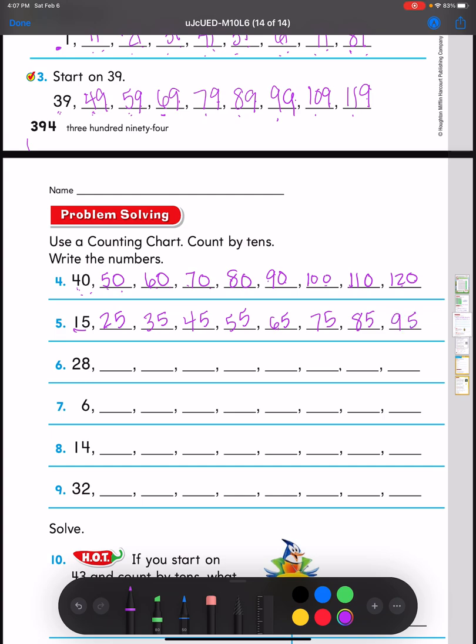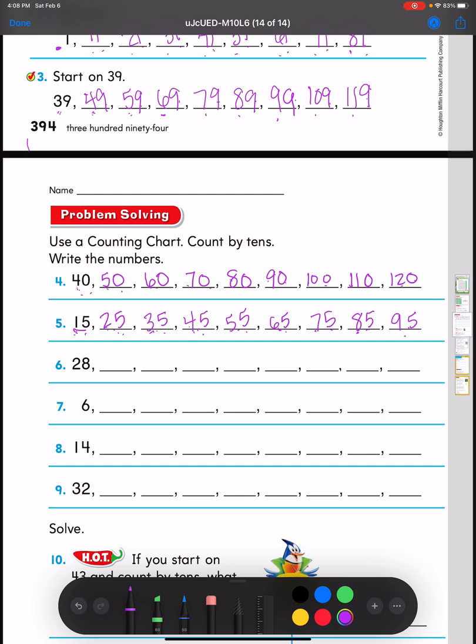So my ones place, they all have 5s. And my tens place increased by 1s. Increased by 1. So I'm adding 10 each time. 15 to 25 to 35 to 45 to 55 to 65 to 75 to 85 to 95.